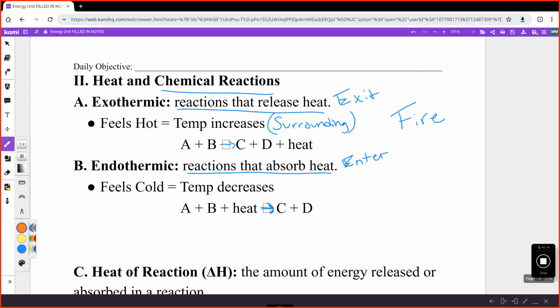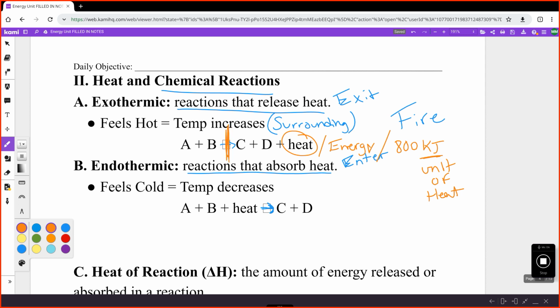And when we start to write this into equations, we would write the word heat or energy or a value, maybe 800 kilojoules, joules being the unit of heat. Right? One of those three things would be written as a product in the reaction because it is a result of the reaction. Energy is being produced.